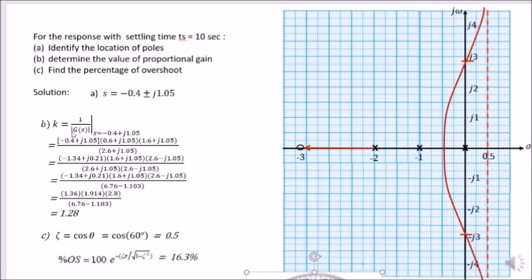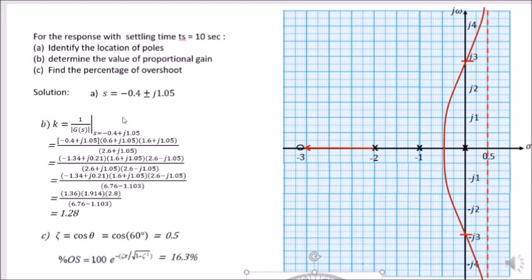The value of proportional gain K can be obtained by substituting this S into this equation. In order to find the gain K, we can use the formula K equal to 1 over the modulus of G(S), where S in this case refers to the coordinate location of the poles when Ts is 10 seconds. We just substitute the value of S in this equation, and then we get the result K equal to 1.28.